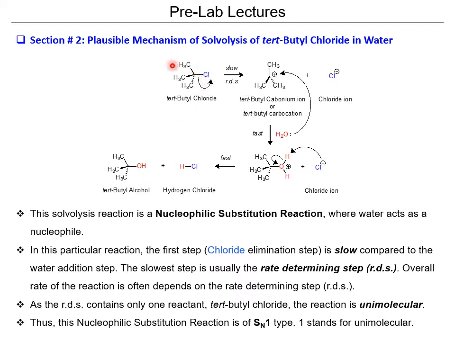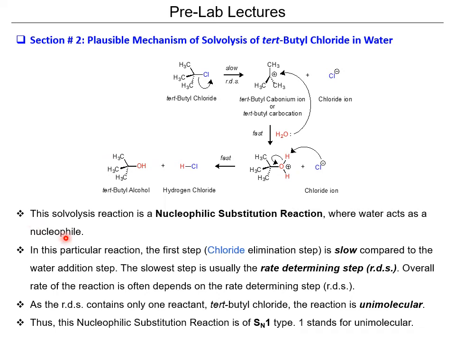You have here your tert-butyl chloride, and you have a slow removal of the chloride to form this carbocation. Now, because this is the slow step, this is what is known as the rate determining step. Because the next step is when water attacks this carbocation to form this oxonium ion again. And then chloride is used to remove the hydrogen, and you form your tert-butyl alcohol.